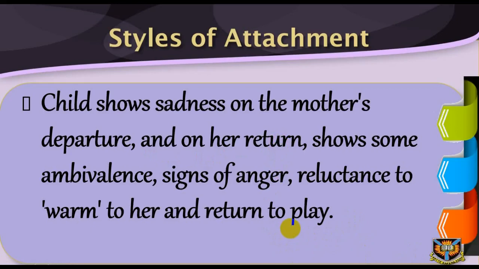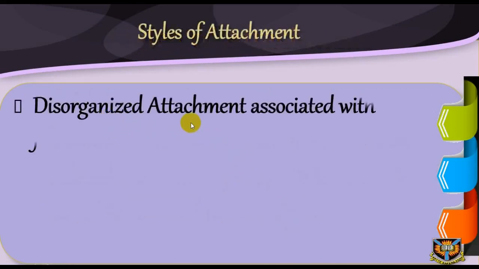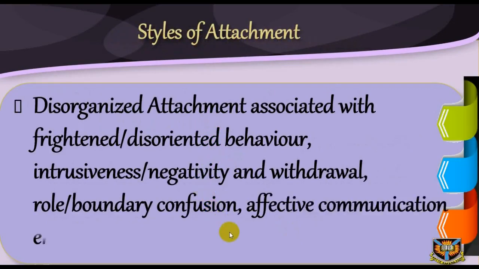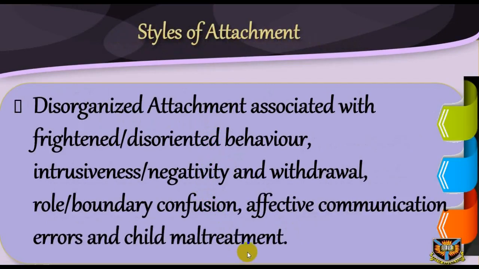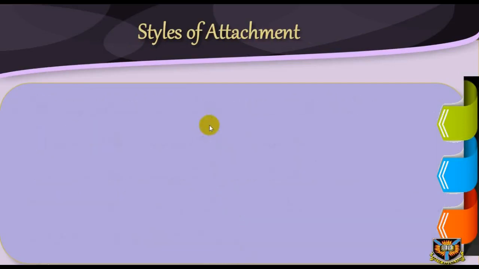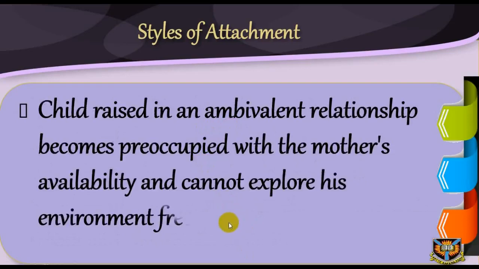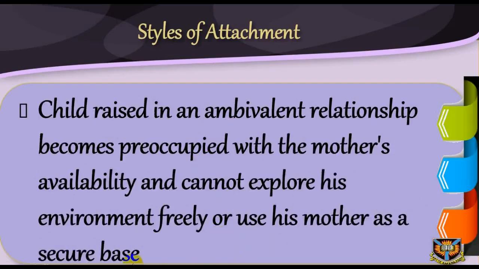Disorganized attachment. This can be associated with frightened or disoriented behavior, intrusiveness or negativity and withdrawal, role or boundary confusion, affective communication errors, and child maltreatment. The attachment figure is inconsistent with the child. She may at some times be appropriate and at other times neglectful to the child. The child raised in an ambivalent relationship becomes preoccupied with the mother's availability and cannot explore his environment freely or use his mother as a secure base.